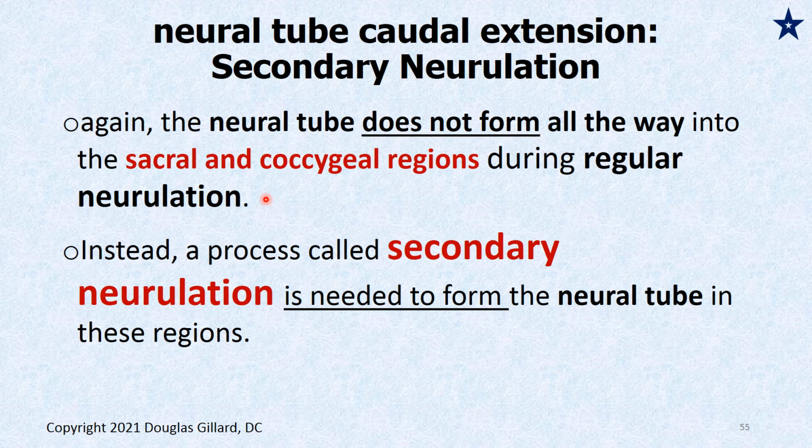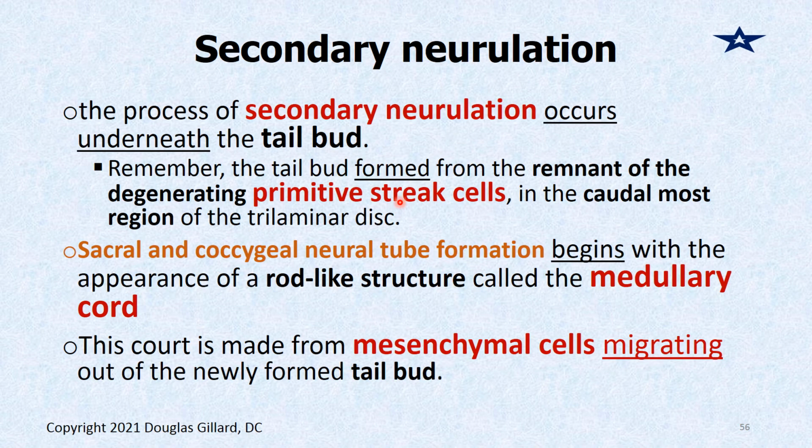Caudal extension. Now we've talked about this a little bit. We've talked about the regression of the primitive streak. So what's the deal with this neural tube? Let's go back to the neural tube because we have a little more work to do on it actually. So the sacral and coccygeal regions don't form during that first wave of neurulation. There's a second phase of neurulation called secondary neurulation that we've already talked about. So that involves the tail bud.